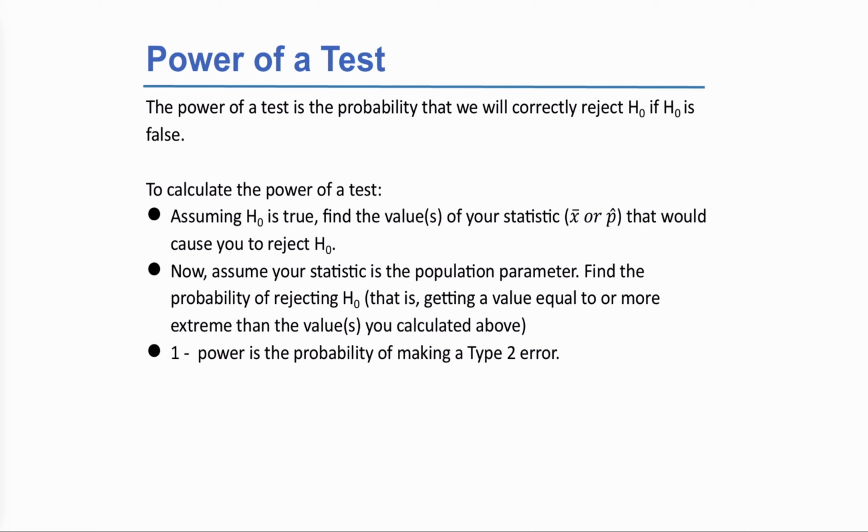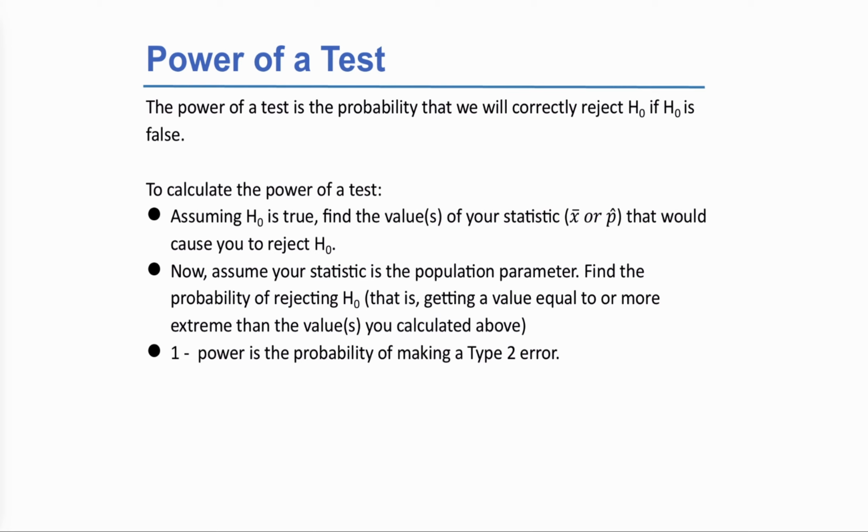The power of a test is the probability that we will correctly reject the null if the null is false. So 1 minus the power is the probability of making a type 2 error. Or the power is 1 minus the probability of making a type 2 error.